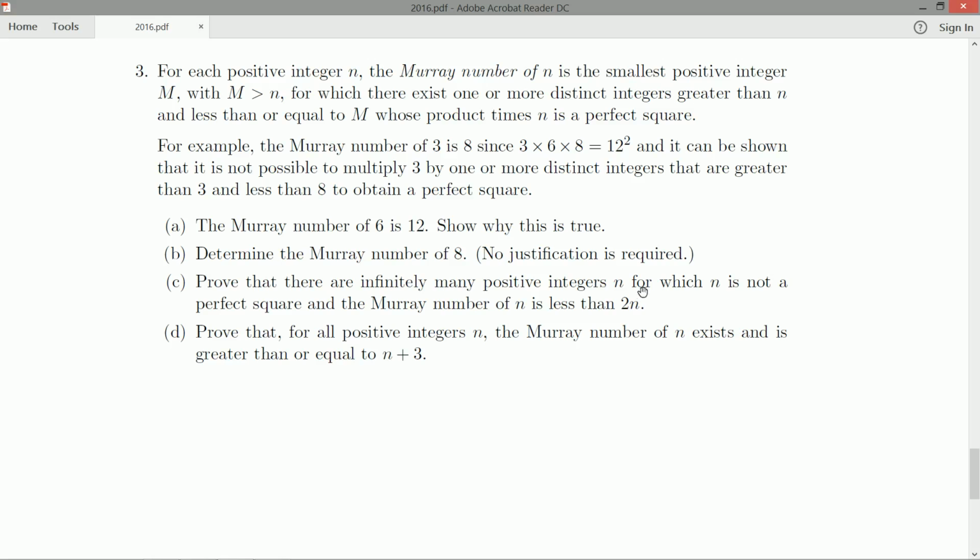So that's part A. Now let's take a look here at B. Determine the Murray number of 8. No justification required. Interesting. Okay. So we're going to have to, I guess, experiment a little bit.